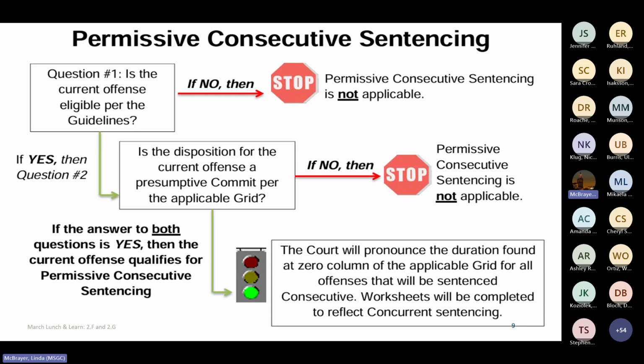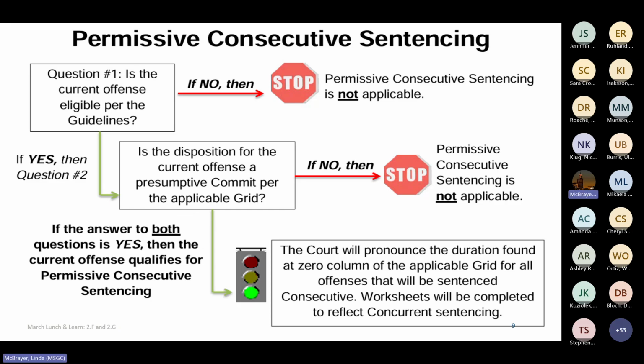So for permissive consecutive sentencing, the first question we ask is, is it eligible under the guidelines? Guidelines section 6 is the list of offenses that are eligible for consecutive sentencing. If the offenses are not on that list, and there's discussion of permissive consecutive sentencing, ask the attorneys to reach out to us, because when it's not on that list, it's a departure. So we may need to walk them through a different approach.